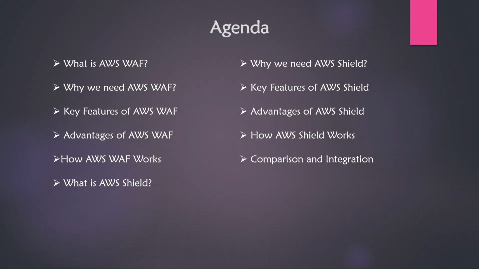So in this video, I'll be covering all these topics, that is what is Web Application Firewall, why we need it, and what are the key features, advantages, and how the WAF works. And also we can understand AWS Shield, why we need Shield, features, advantages, and how AWS Shield works, and comparison and integration. And at the last, I'll show the practical session of the WAF and Shield also. I'll show the configuration, but I'm not going to create anything because it charges cost. That's why. So let's move.